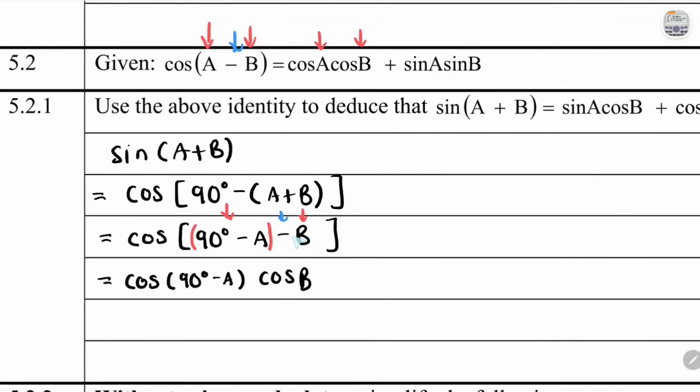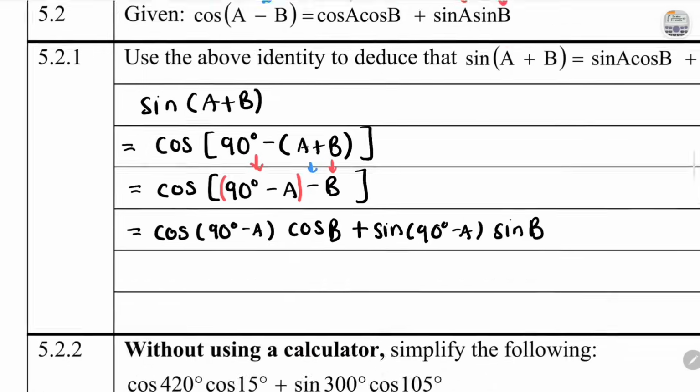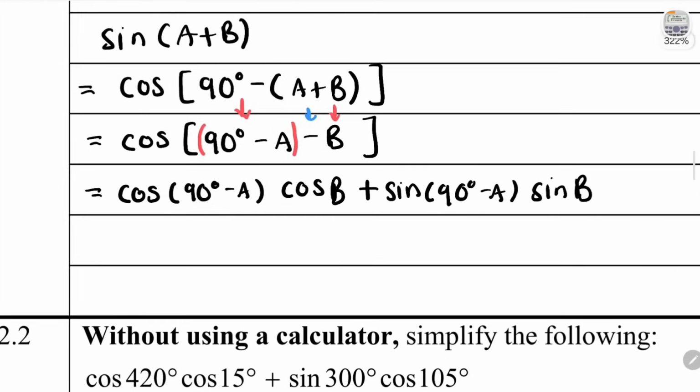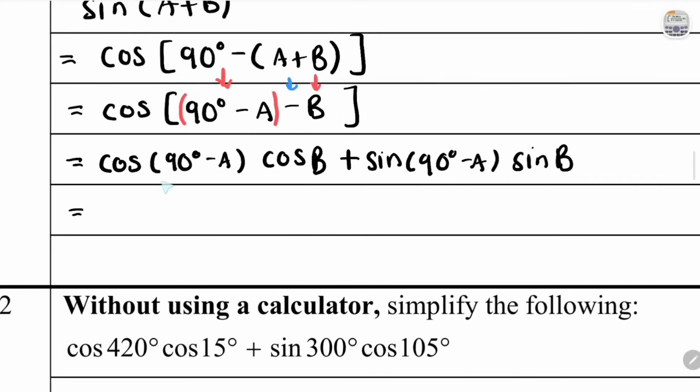Then, because they had a minus in the middle, it changes to a plus, so this is plus. And then sine of the first angle, and we're going to say sine of our first angle, which is 90 degrees minus A, and then sine of the second angle, and our second angle is also B, like they also have it here. Now that we have expanded it to this, we can finally simplify this further.